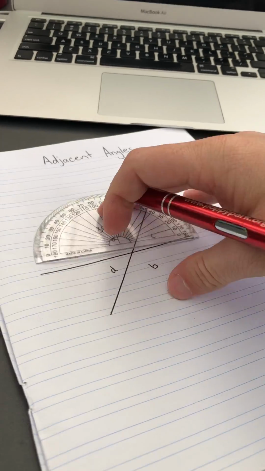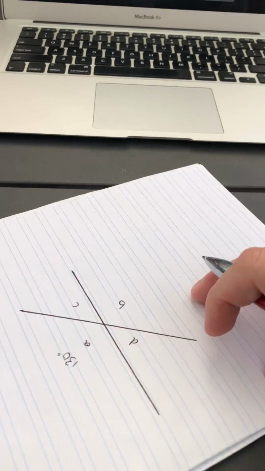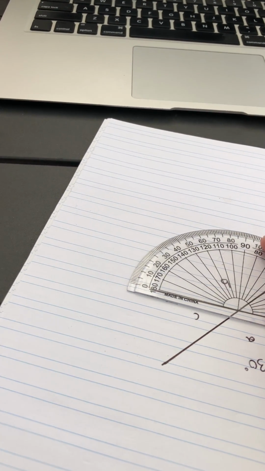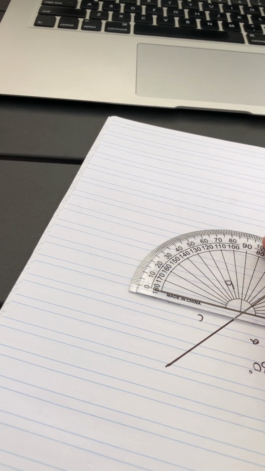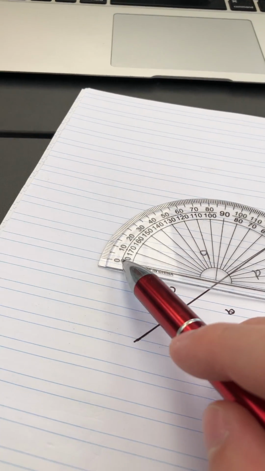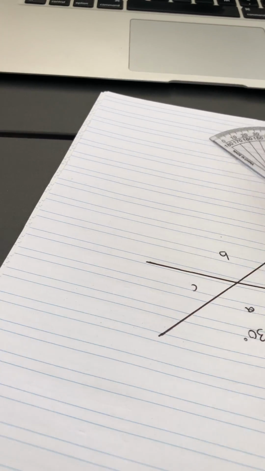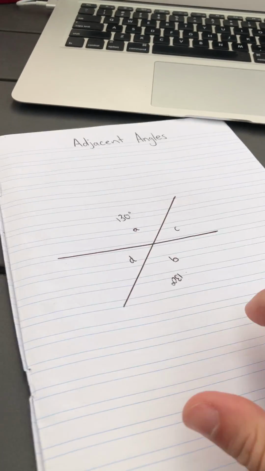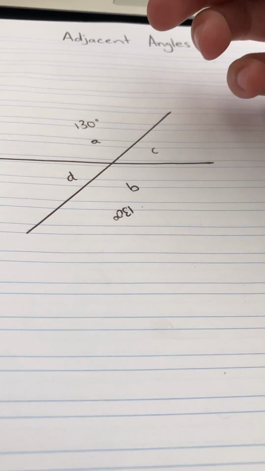Now what I'm also going to do is flip my page around. I'm going to measure angle B in here. My vertex goes directly onto there. It's in line, measuring it around. And that also goes up to 130 degrees. That is a relationship between adjacent angles.